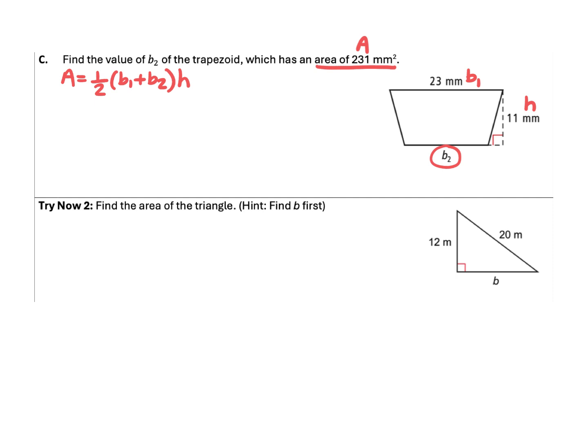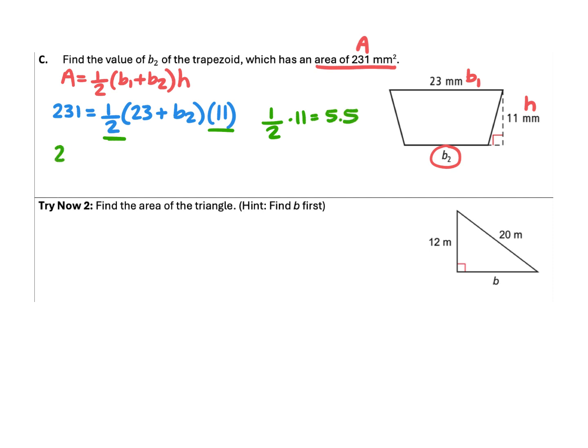And then we can sub in the values that we know. The area is 231. 1/2, and then we have B1 is 23 plus B2. And then our height is 11. And then as far as simplifying this goes, you could probably do it a lot of different ways. But what I'm going to do is I'm going to take 1/2 times 11, which is 5.5.